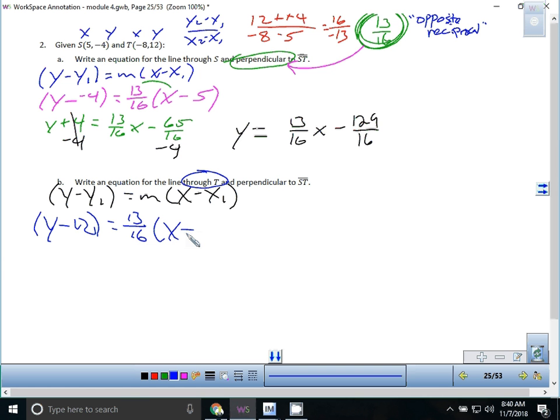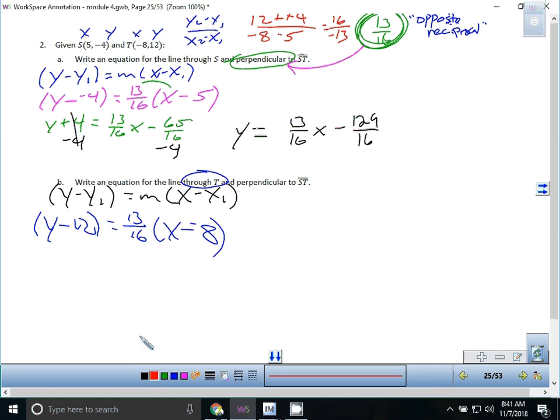x minus, what's the x value for T? Oh, I know. Negative 8. No. What do you mean no? It's negative. I've got negative in it. So it's x minus, and Ava, what did you say it was? So minus is part of the formula. So x minus, and then negative 8. All right, it's easy to lose a negative if you don't pay attention.